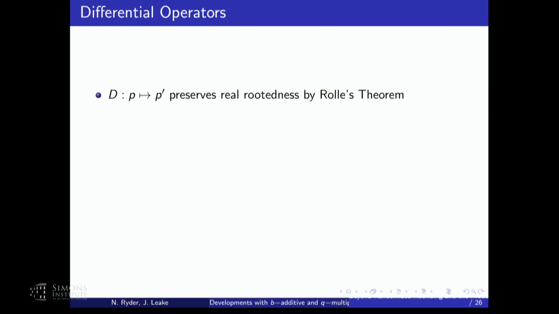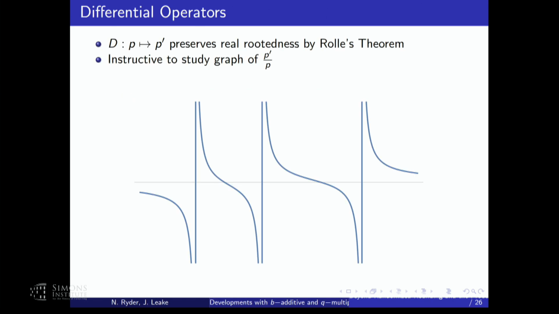Let's start with some really basic stuff in the world of real-rooted polynomials and see how that abstracts and relates to things in the finite difference realm. We're very familiar with the fact that the derivative preserves real-rootedness, and an instructive way to see this is to study the graph of p prime over p. It's a graph you've probably seen before. By studying it, we notice that the zeros of this graph are exactly the zeros of the numerator, which encapsulates the fact that p prime is real-rooted.